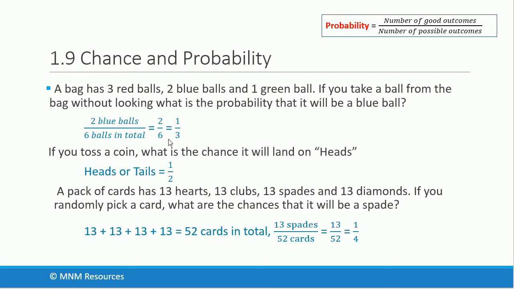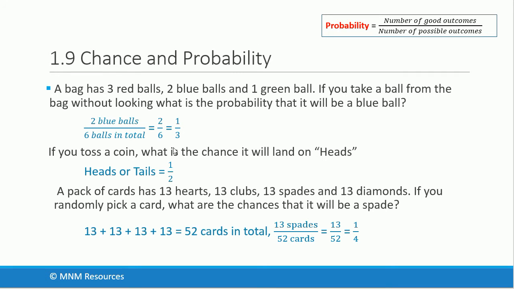And what we know about fractions is that we always have to write the fractions in the simplest form. So you can simplify this fraction of 2 over 6 to 1 by 3 by dividing both the numerator and the denominator by 2. If you divide the numerator by 2, you get 1, and 6 divided by 2 is 3. So the probability of you picking a blue ball out of a bag of 6 differently colored balls is 1 by 3. Let's look at a second example.